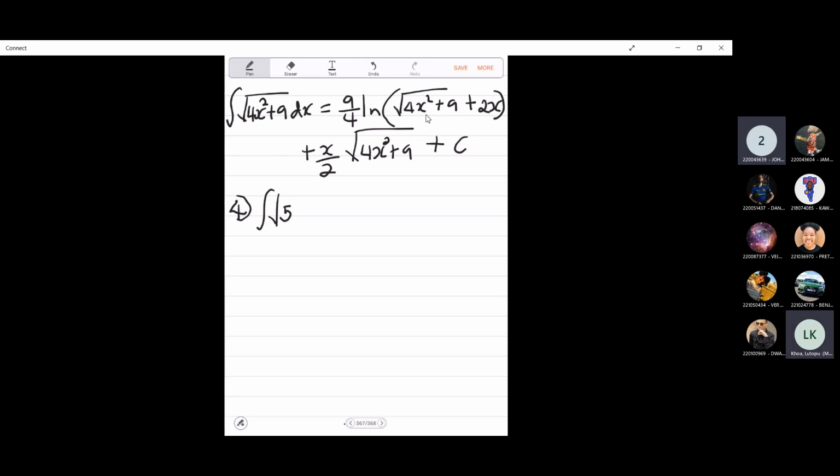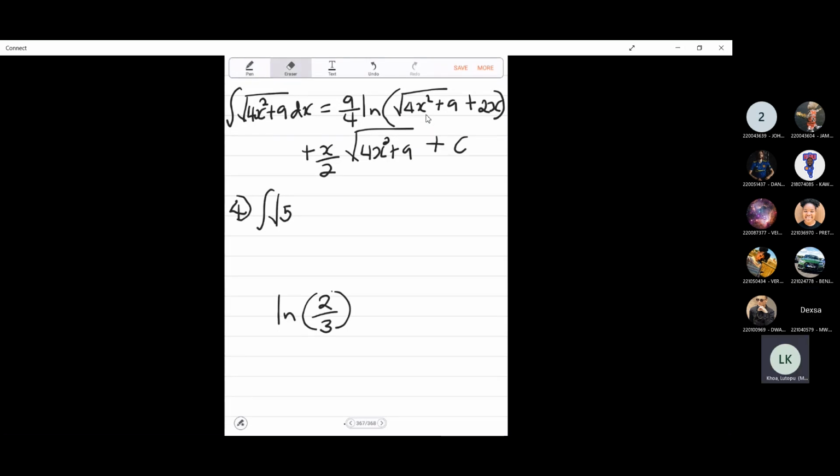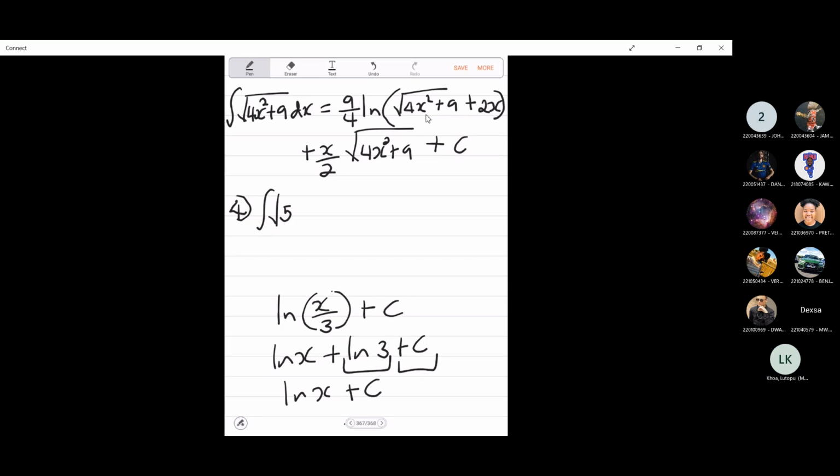Yeah, like if I have ln of x over 3, plus a constant. This is ln of x minus ln of 3 plus the constant. This is a constant, that is a constant. Together they make a constant. So I can just write this as ln of x plus c.